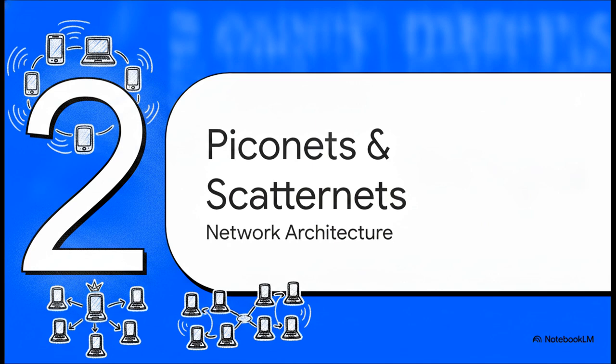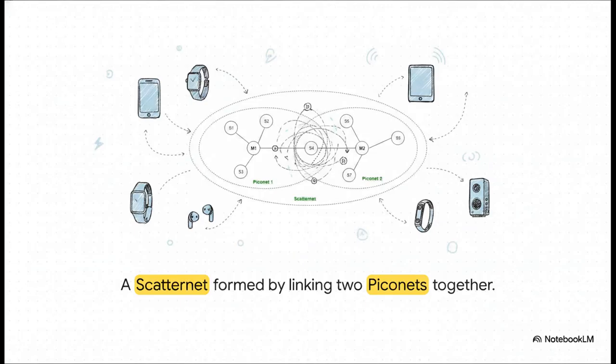Moving right along to Section 2, piconets and scatternets explained. Now that we know where it came from, let's look at the architecture. How do these gadgets actually organize themselves in physical space? In Bluetooth lingo, a single network is called a piconet. Think of it like a tiny, localized solar system. You have a master device, let's say your smartphone.